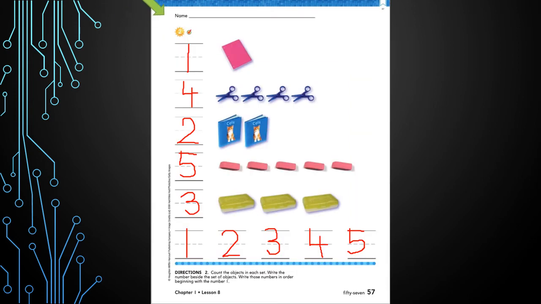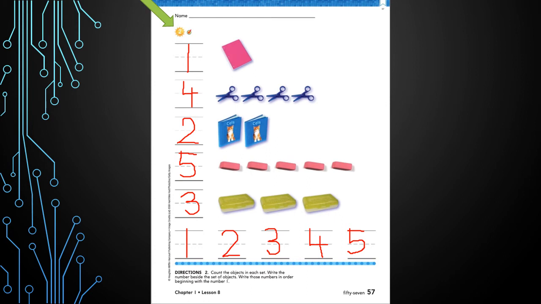This is exercise number 2. It is very easy. You would love doing it. What do we have to see here? We see one book. We write number 1 here. How many scissors are here? Let's see. 1, 2, 3, 4. So we write number 4. How many books do I see? 1, 2. I write number 2.